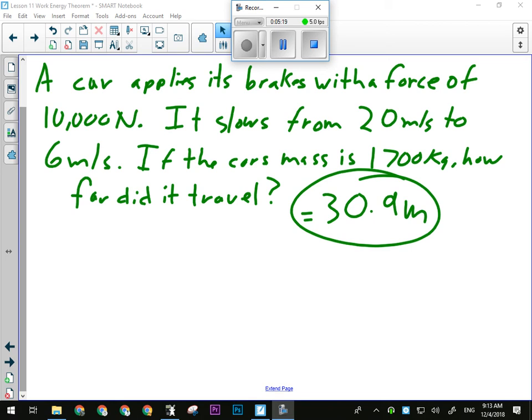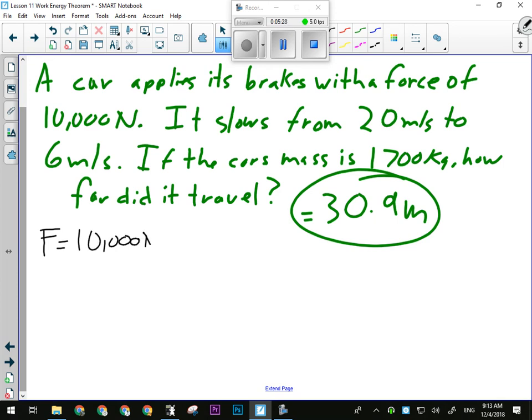Okay, so let's walk through this one using the steps that we wrote down just a minute ago. First thing is we write down our givens. We know that the force involved is 10,000 newtons. We know that it slows from 20 to 6 meters per second. So that means our initial velocity is 20 meters per second and our final velocity is 6 meters per second. And we know that the car's mass is 1,700 kilograms.